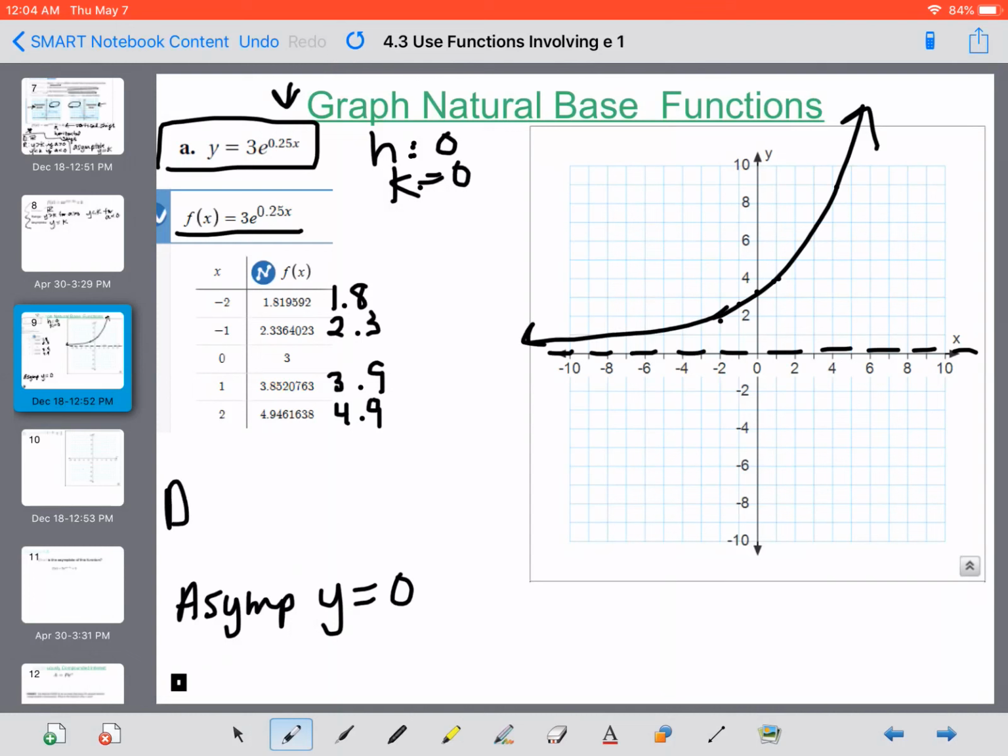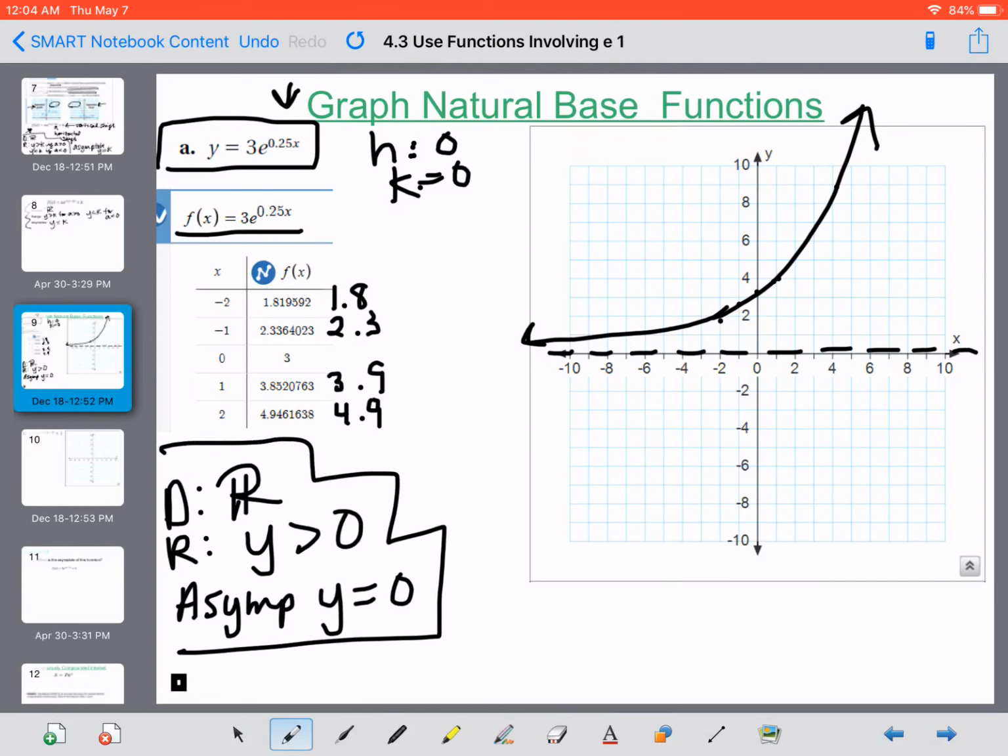My domain is all real numbers. The range is y is greater than 0. And that is all you need. So it's really just a repetition of our graphing exponential growth and decay. The big thing is you need to use a table. And since it's an irrational number, you're going to need to round to the nearest tenth to get your approximation to graph.